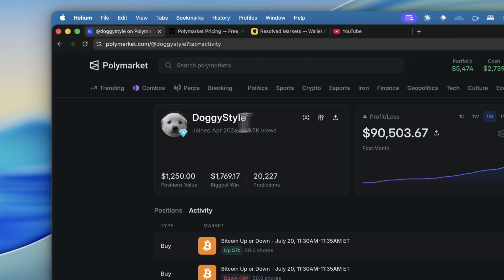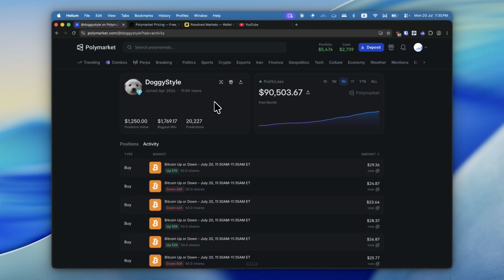So first of all, this is the wallet. I'll link down this wallet in the comment section so you can check the wallet yourself.